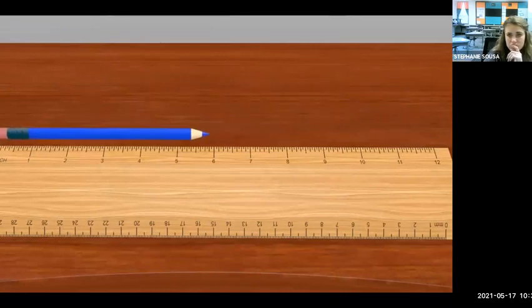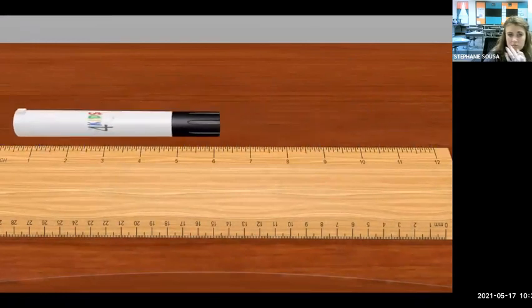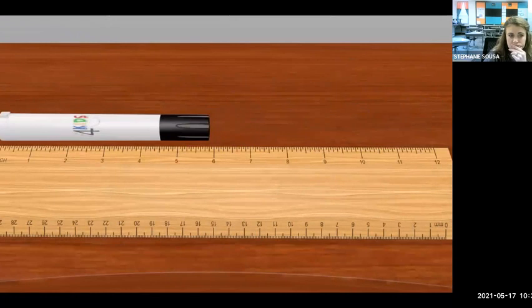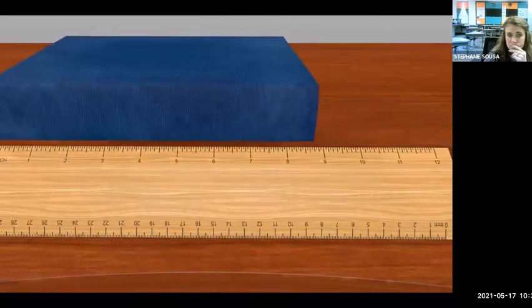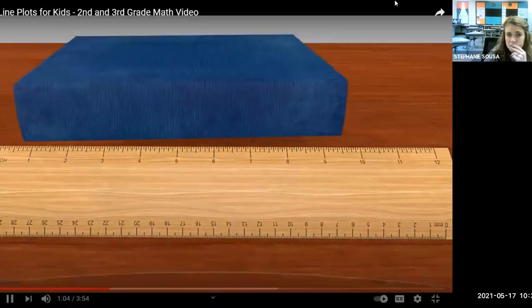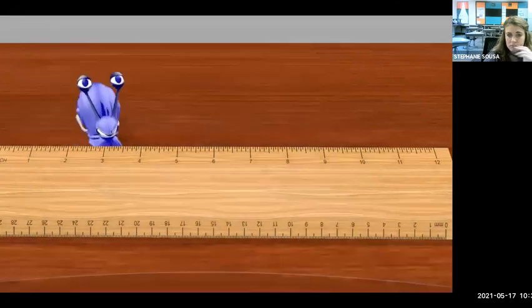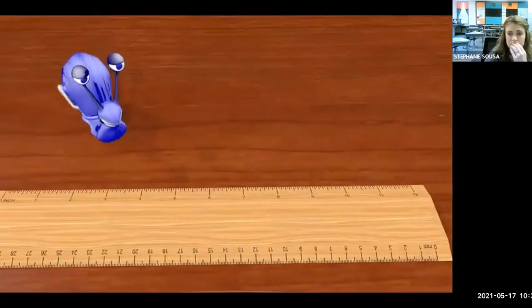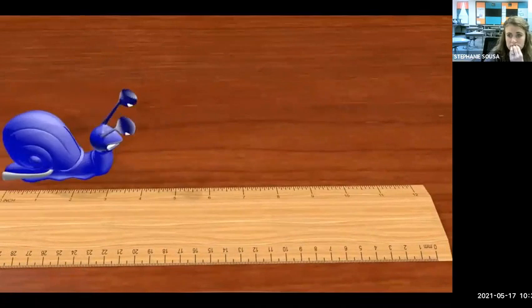Here we have a pencil, and we need to measure the length. We will be measuring to the nearest whole number. Can you tell me the length of the pencil? The pencil is 6 inches long. Great job! Here we have a marker. How long is it? The marker is 6 inches long. Here we have a book that is 9 inches long. Hey Speedy, can you bring us one more thing? It looks like Speedy wants to be measured. What is the length of my friend Speedy? Speedy, it looks like you are 4 inches long.